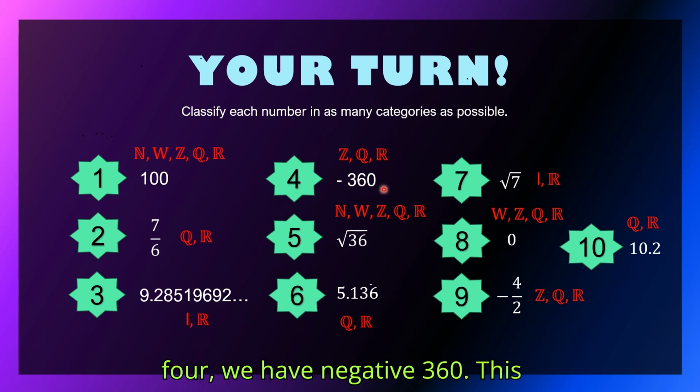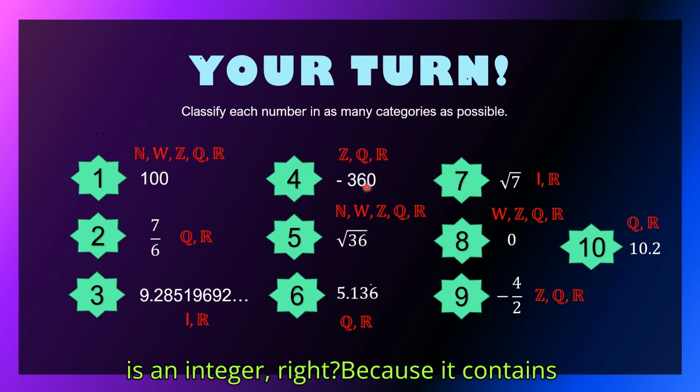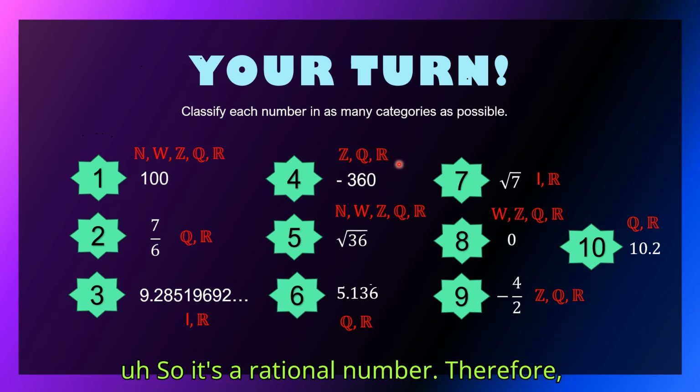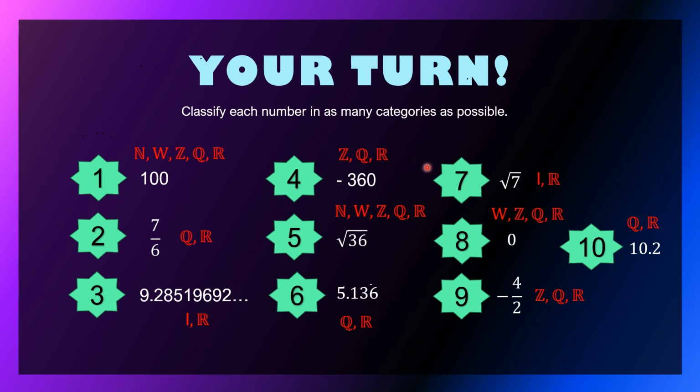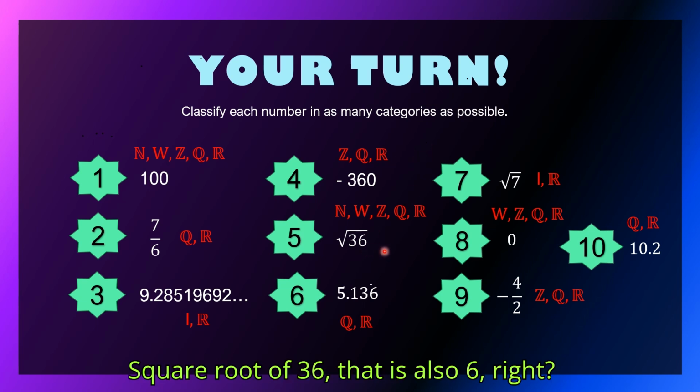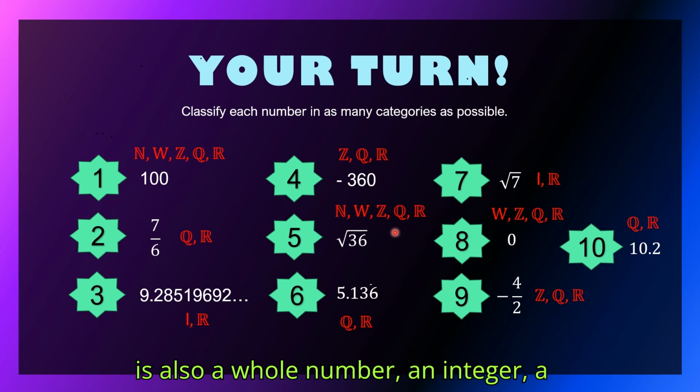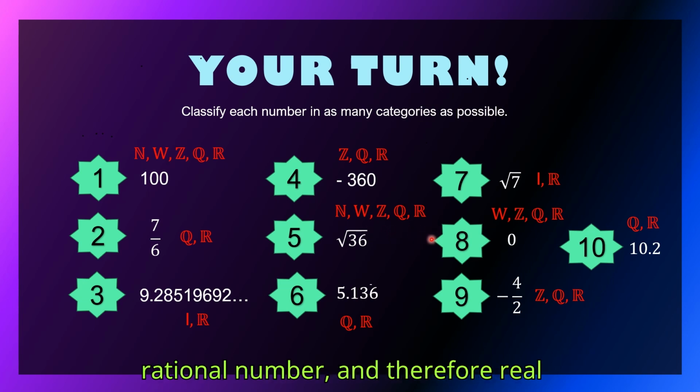Number 4, we have negative 360. This is an integer, right? Because it contains all the negative numbers. It is also a rational number because you can express negative 360 divided by 1, which is negative 360. So it's a rational number. Therefore, it is also a real number. Square root of 36, that is also 6, right? So 6 is a natural number. It is also a whole number, an integer, a rational number, and therefore a real number.